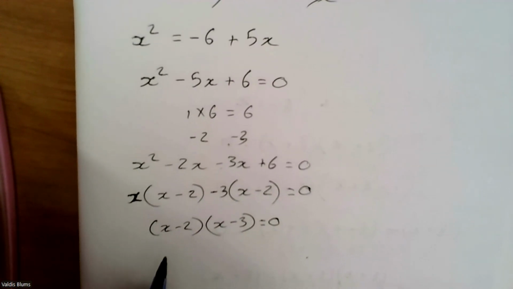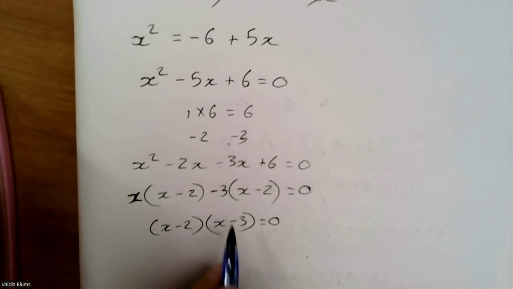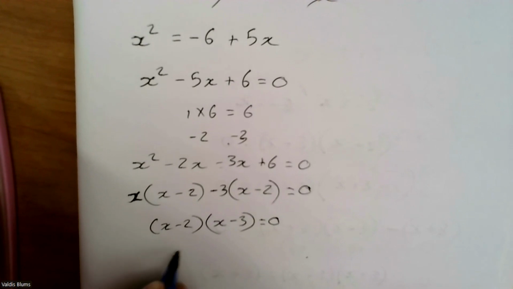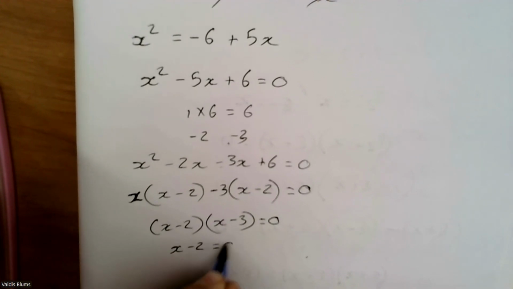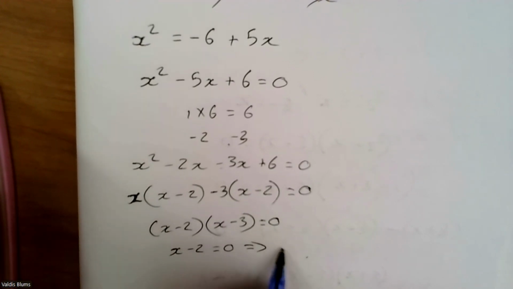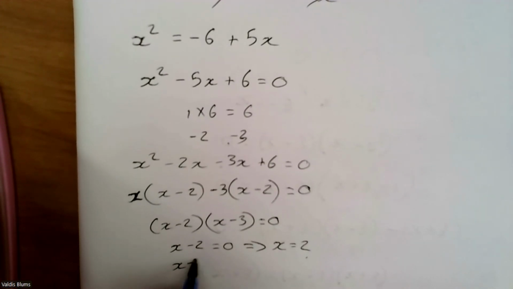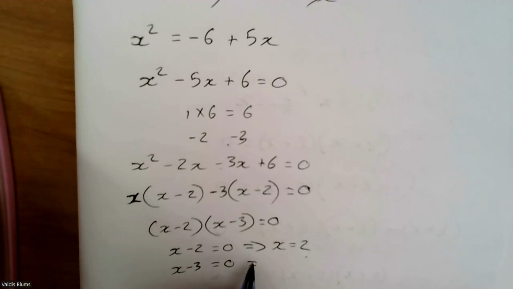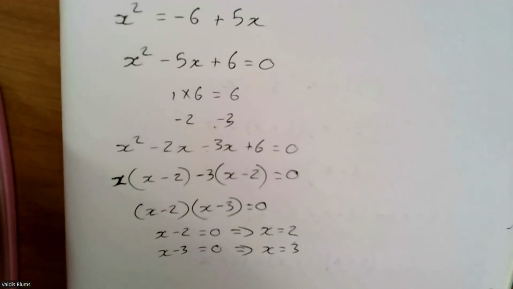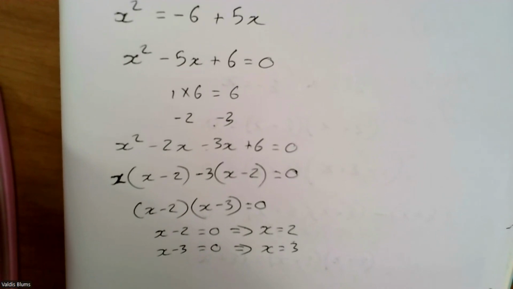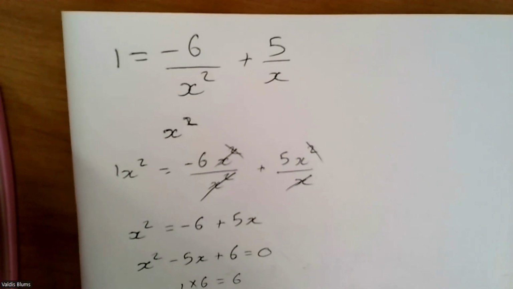And so our two solutions for this using the null factor law is when this set of brackets is equal to 0, or when this set of brackets is equal to 0. So we have x minus 2 equal to 0, which gives us x equal to 2. And we have x minus 3 is equal to 0, which gives us x is equal to 3. And so those are our two valid answers for this initial question.